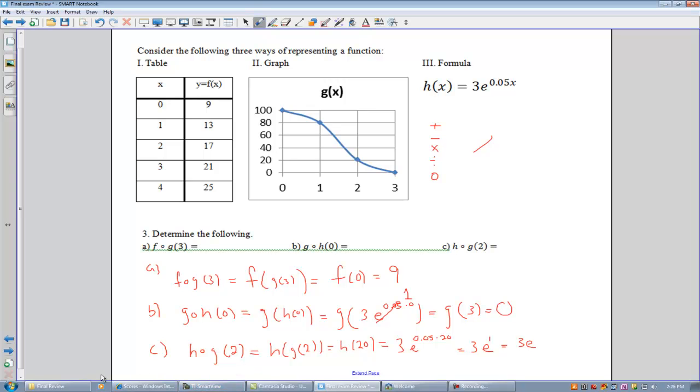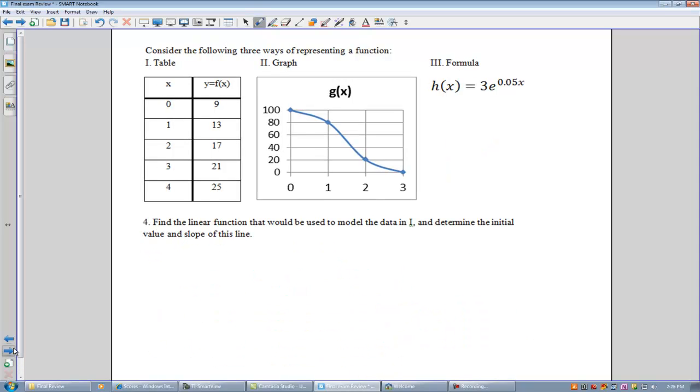All right, so now on the next question, number 4, it says find the linear function that would be used to model the data in 1 and determine the initial value and slope of this line. There are a number of ways to do this. I'm going to do the rather long way because it uses all the formulas we know. So remember, to find the equation of a line, we basically need slope and point. This gives us lots of points, and to find the slope, we just use the rise over the run.